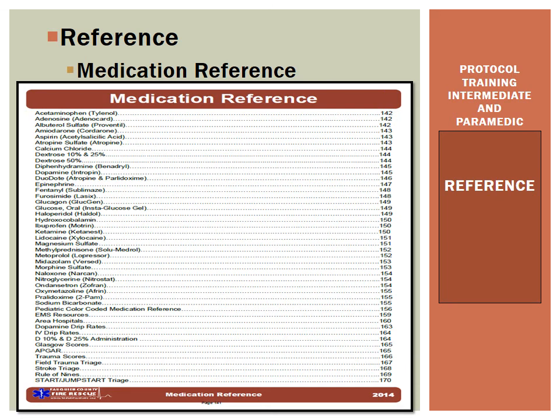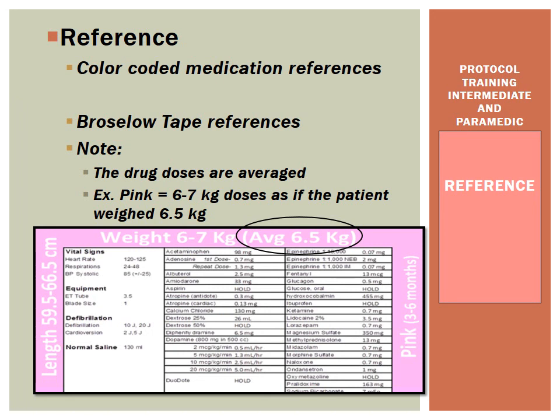The medication reference section references all medications that will be carried within Fauquier County. The color-coded medication reference, commonly referred to as the Broselow tape, just a note on this: we've circled here the average. All of these medications and their dosages are based upon the average of 6.5. For instance, with this pink color-coded reference, the weight is 6 to 7 kilograms and the average is 6.5.